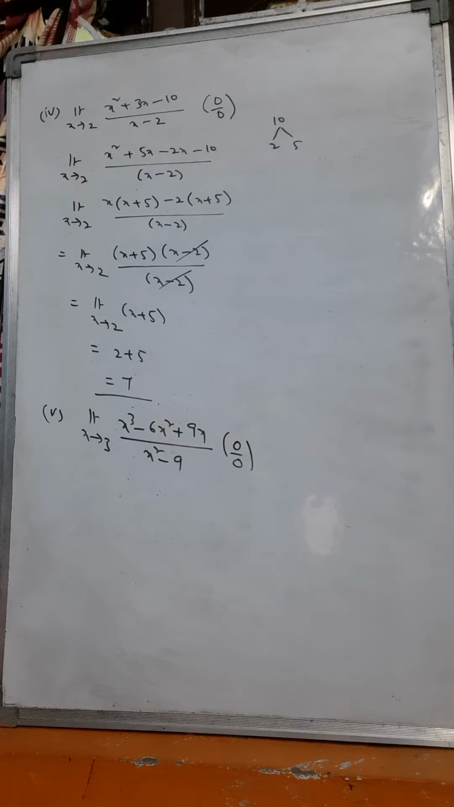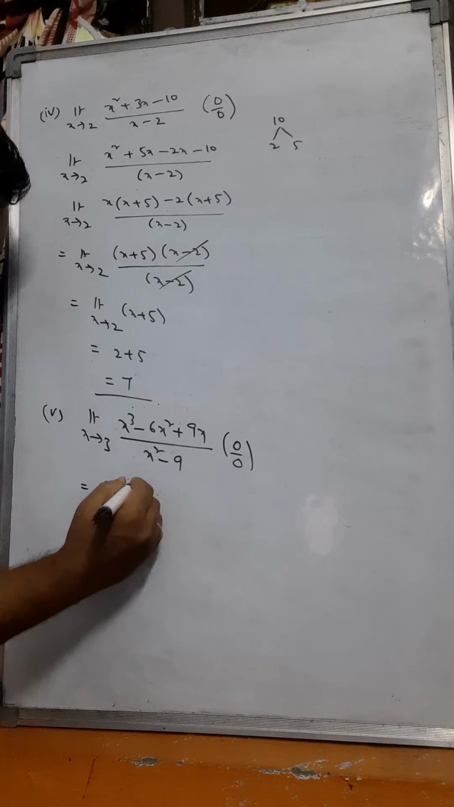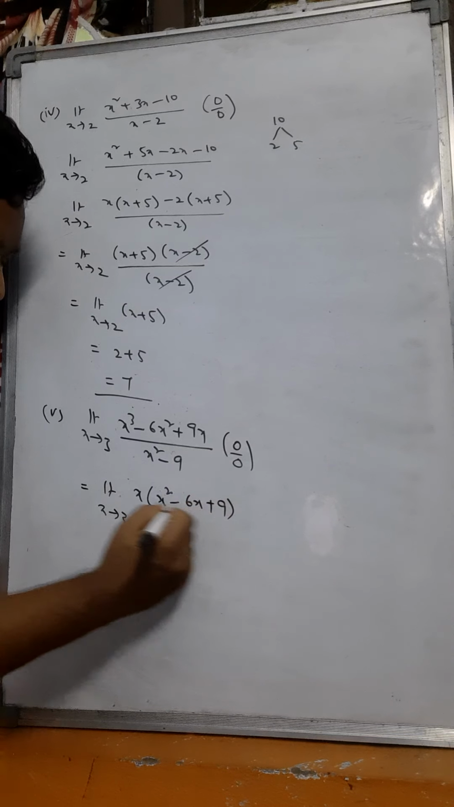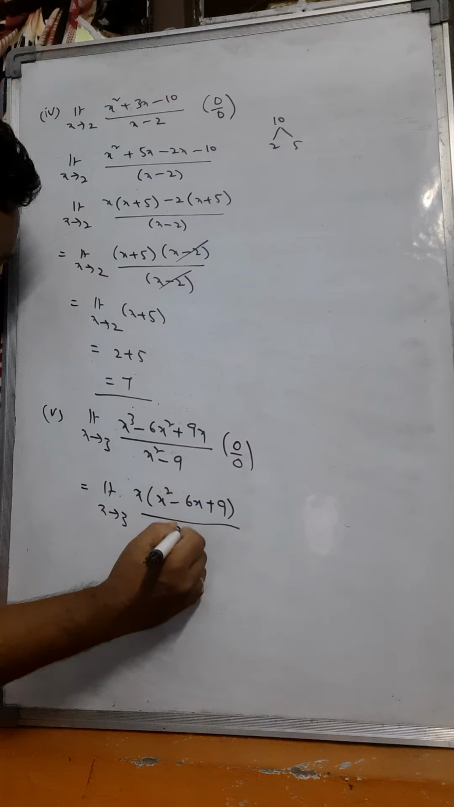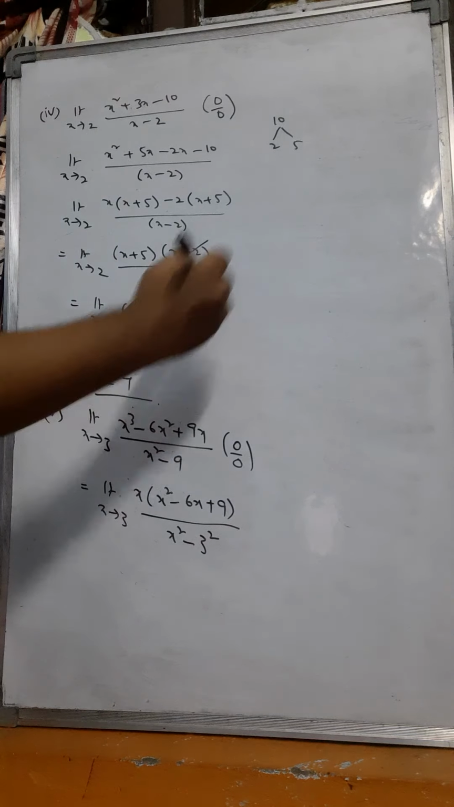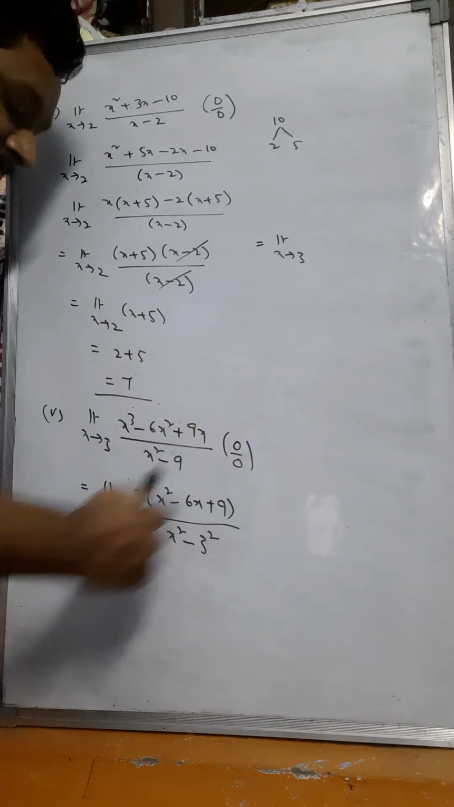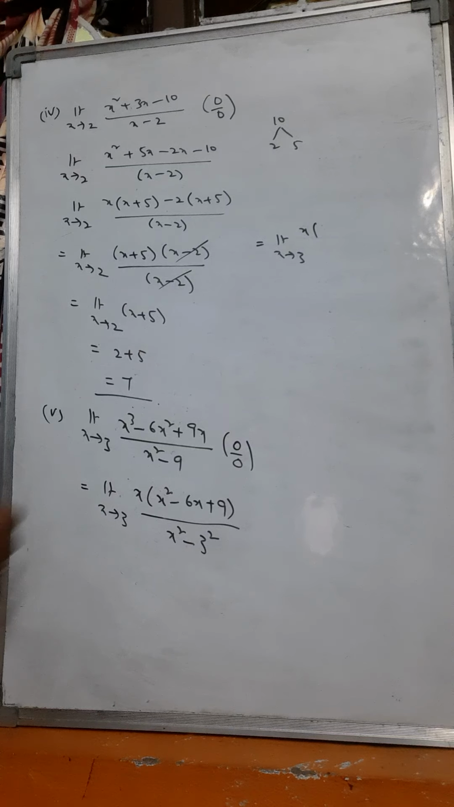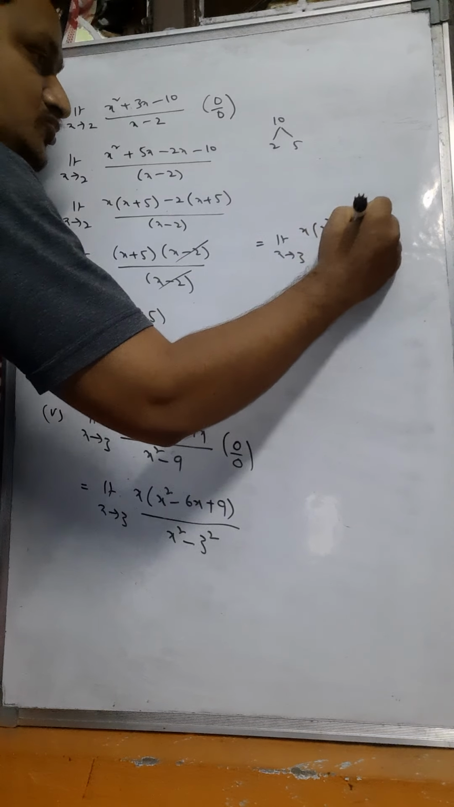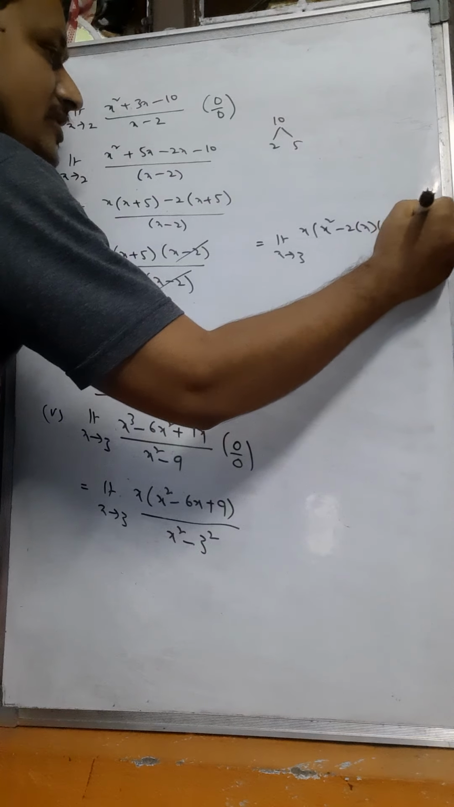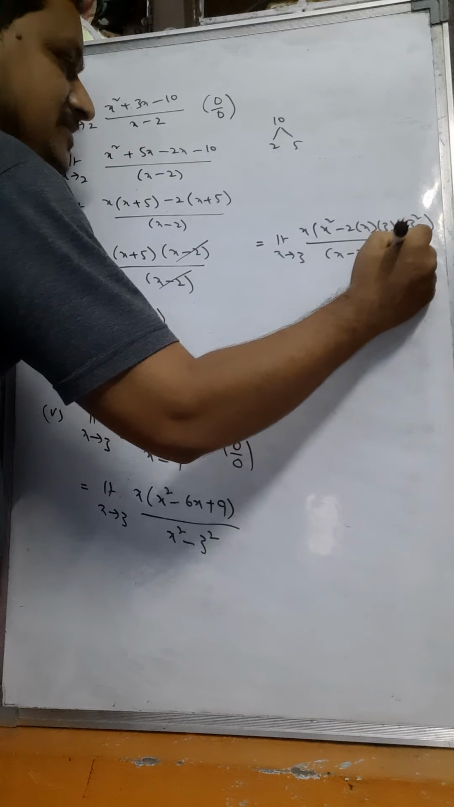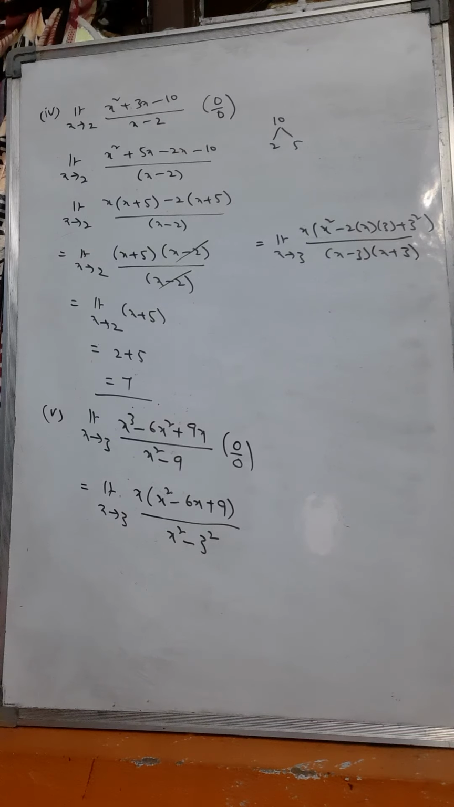So for this one, we have to take the factorization in the numerator. So it can be written as limit x tends to 3. First of all, take x common. We will get x square minus 6x plus 9 by x square minus 9, we can write it as x square minus 3 square. In the numerator, x into x square minus 6x plus 9 can be written as x square minus 2 into x into 3 plus 3 square, 9 means 3 square, by x minus 3 into x plus 3. A square minus b square is a plus b into a minus b.